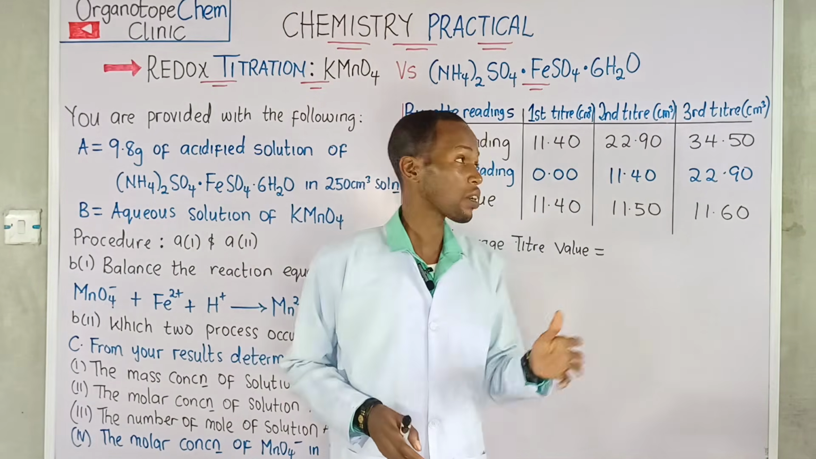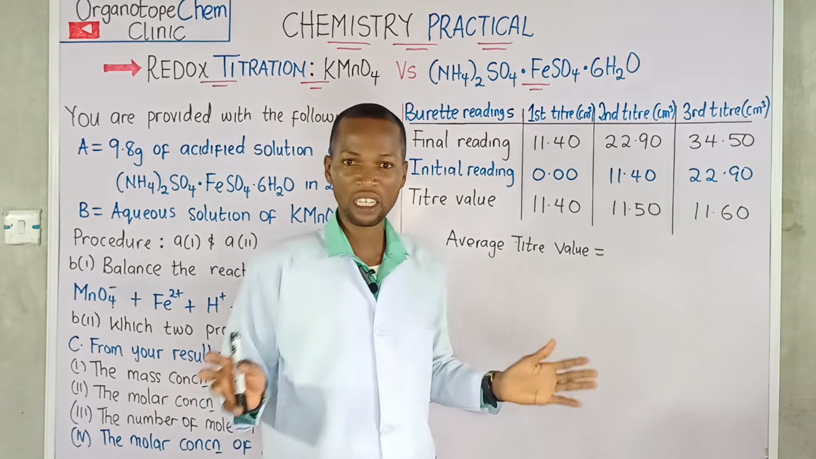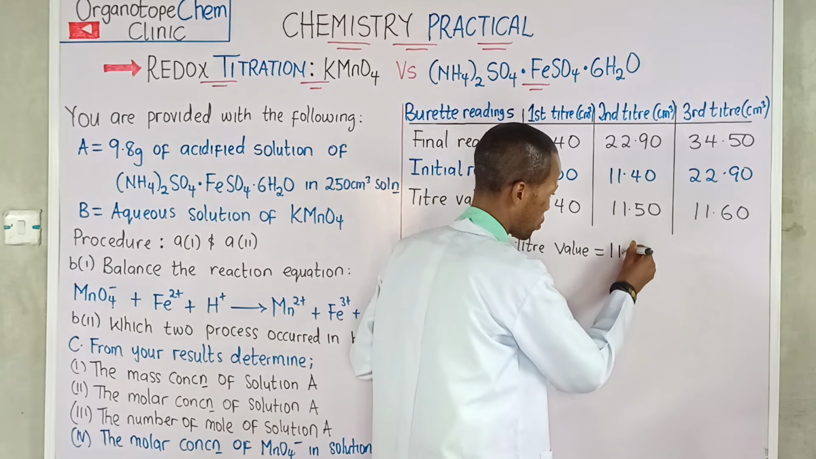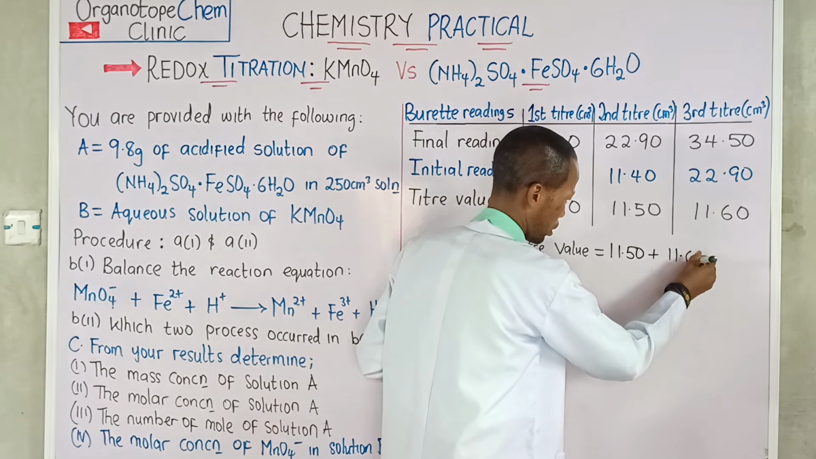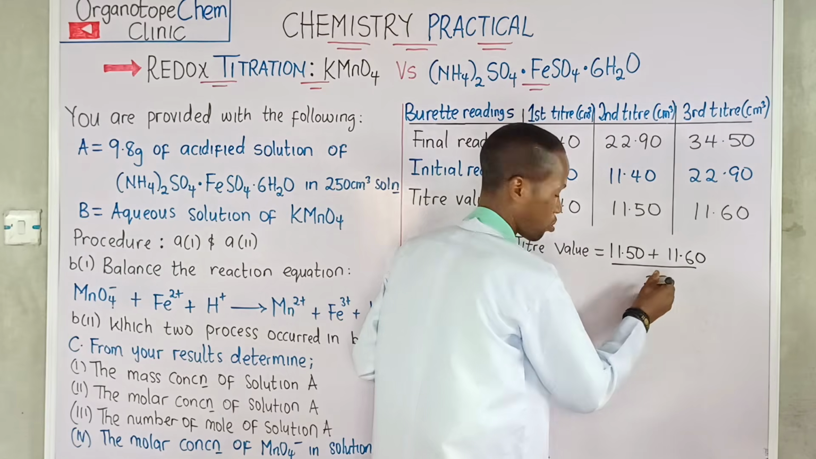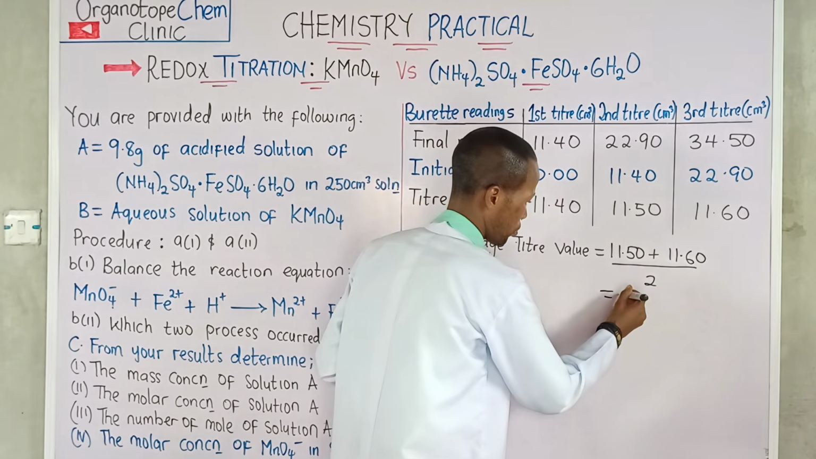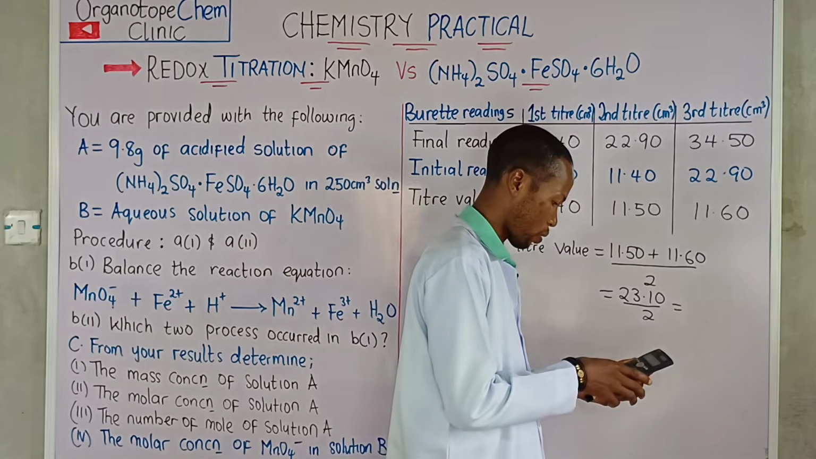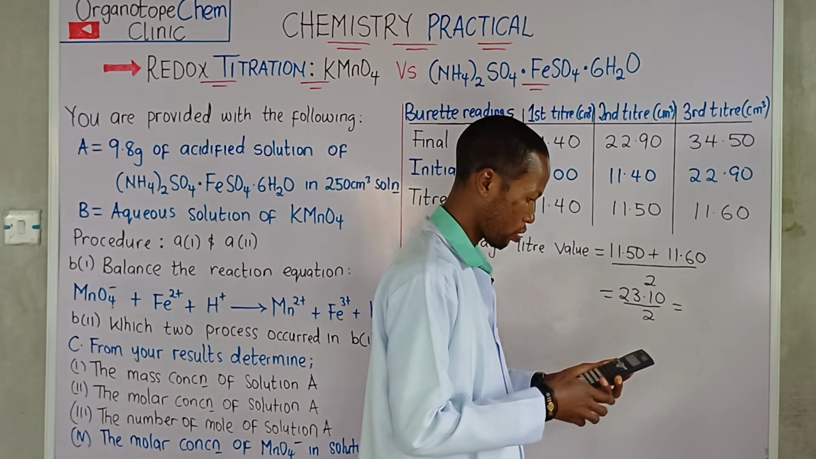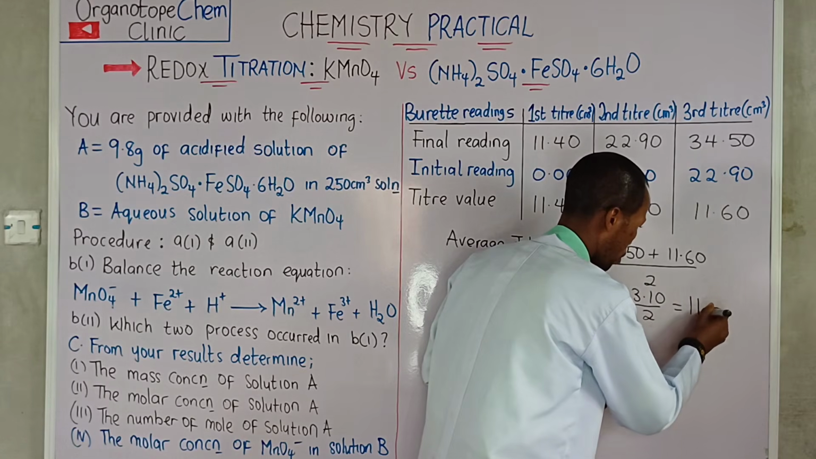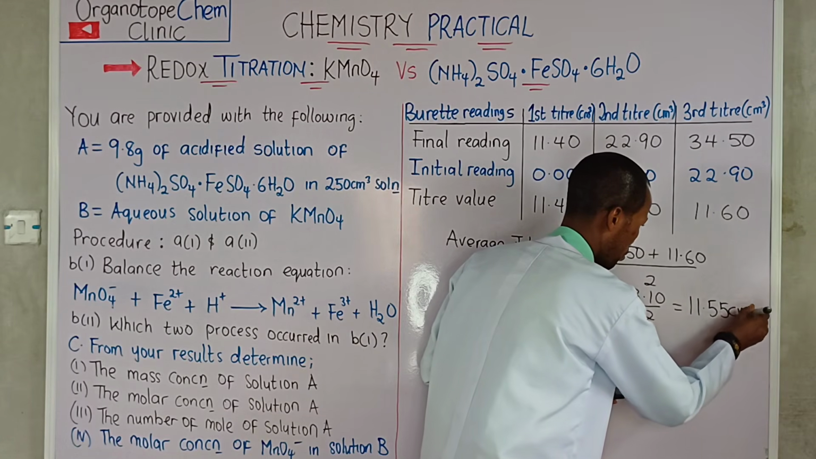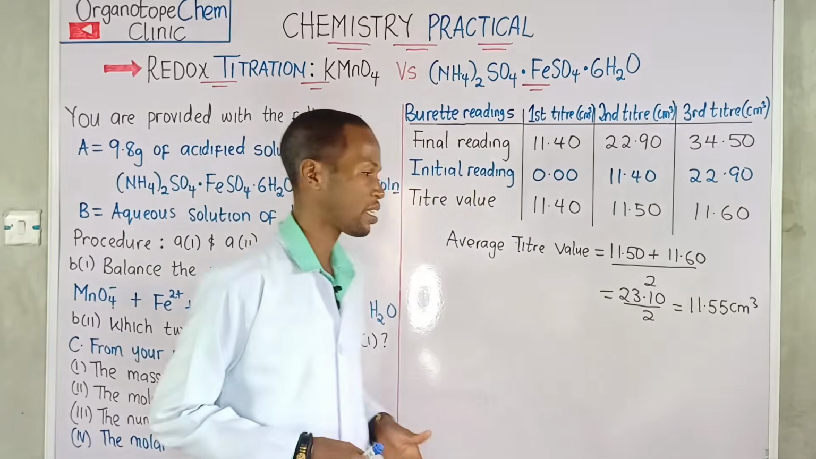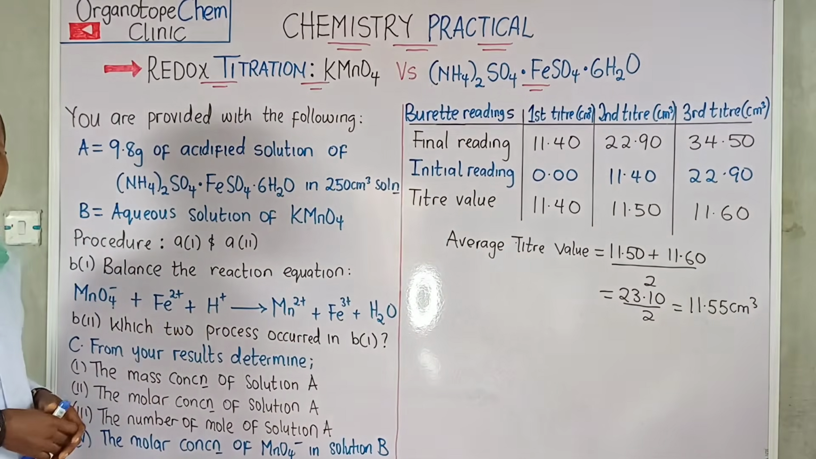Okay, so I'm going to pick the second titre value and the third titre value as my concordant values for this titration. So I have 11.50 plus 11.60 divided by 2. Okay, so this will give 23.10 divided by 2. So we are going to have 11.55 cm³. Okay, we are expected to record to 2 decimal places.